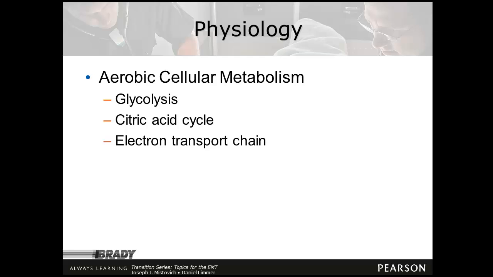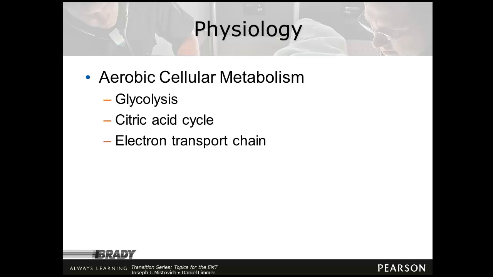Aerobic cellular metabolism refers to those processes that require oxygen. The creation of sufficient cellular energy in the form of ATP is dependent on three reactions. Glycolysis is the first process, whereby a glucose molecule is broken into two pieces of pyruvic acid and two ATP molecules are released along with their high energy electrons. This process is anaerobic and does not require oxygen.